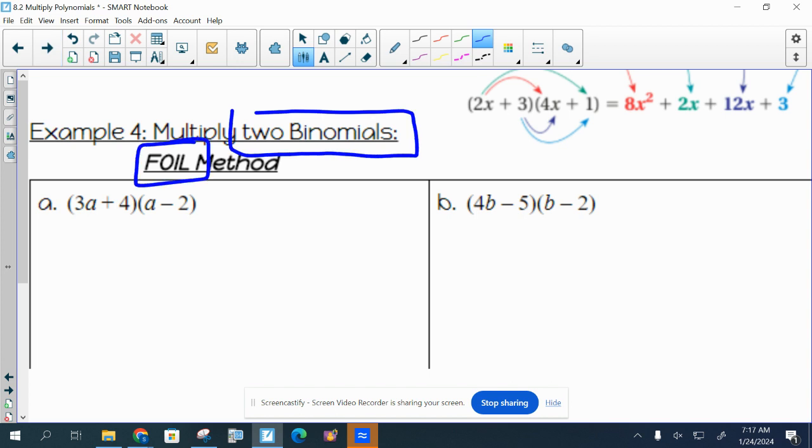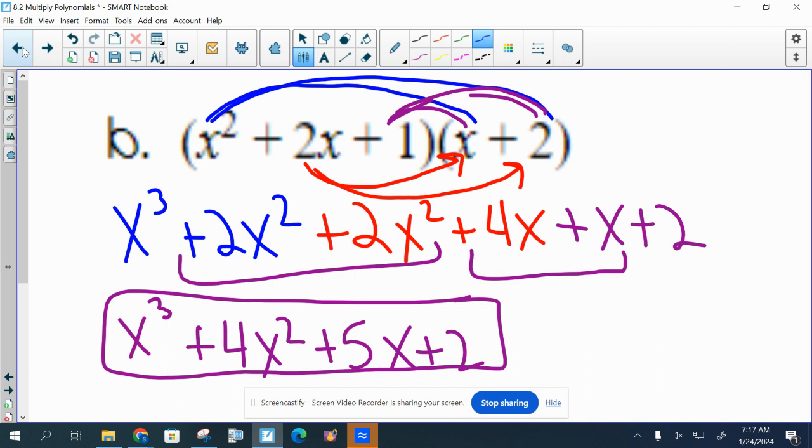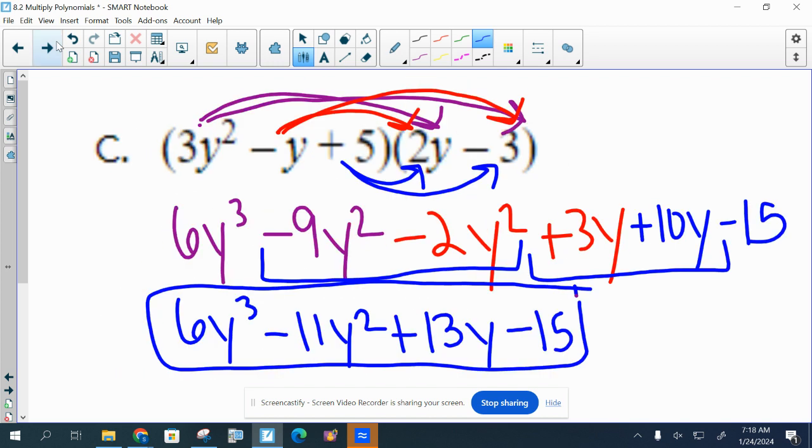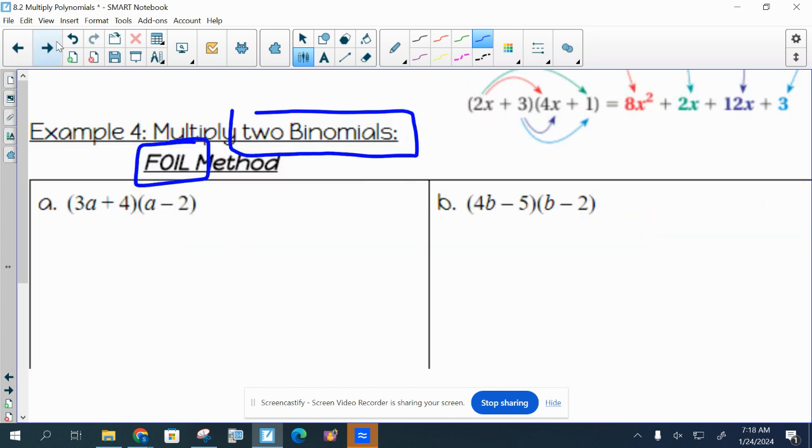So FOIL is basically the arrows that we were doing in part A. FOIL stands for first, outer, inner, last. So your first terms, which would be the 4n and the n, multiply those two first. Then you multiply your outer terms. Then you multiply your inner terms. And then you multiply the 2 last terms, so the negative 1 and the 5. So this is just simply an acronym for example 3 part A, those types of questions when you have 2 binomials multiplied together. So you can use FOIL method to keep track.